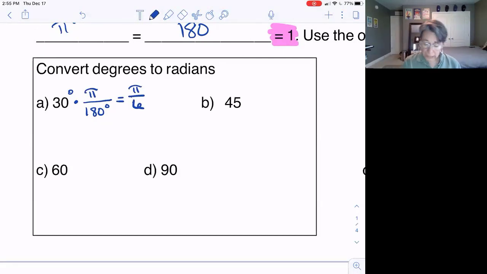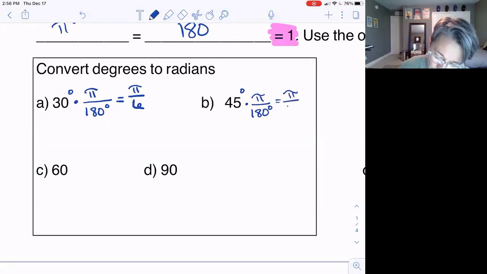If we do B, 45 degrees, again, converting it to radians, we're going to leave the radians on top because we want our degrees to divide out. So we put the 180 degrees on bottom. So 45 goes into 180 4 times. So that gives us pi over 4 radians.